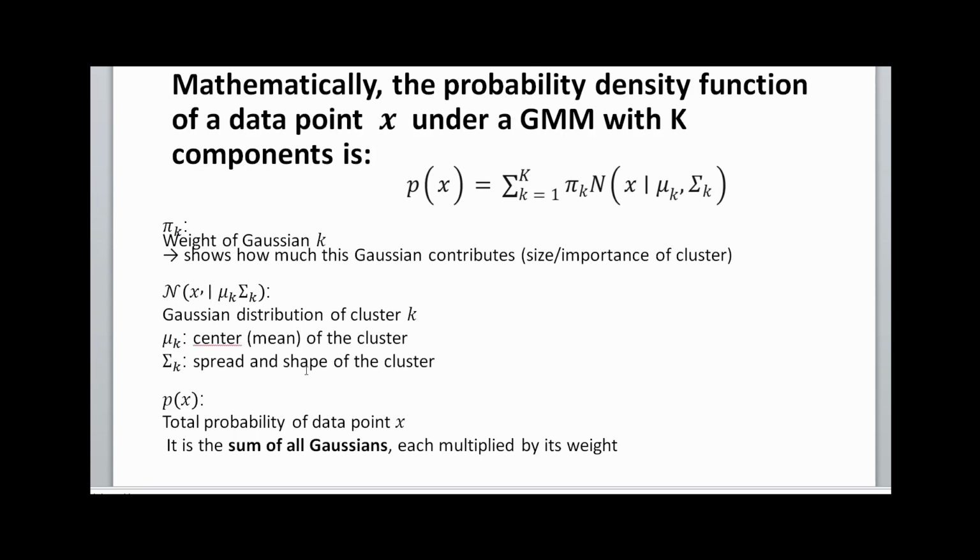So mathematically, the probability density function, PDF, of a data point X under a GMM with K components is PDF of X equals sigma k equals 1 to K, pi k times N of X with respect to mu k, sigma k. So this shows how much this Gaussian contributes, that is the size or importance of the cluster.